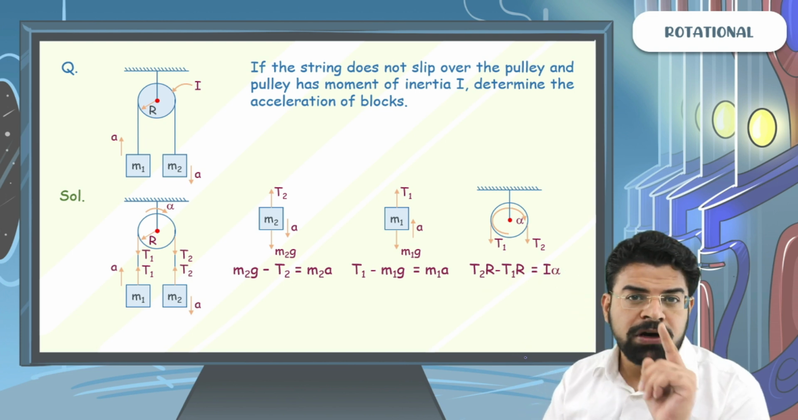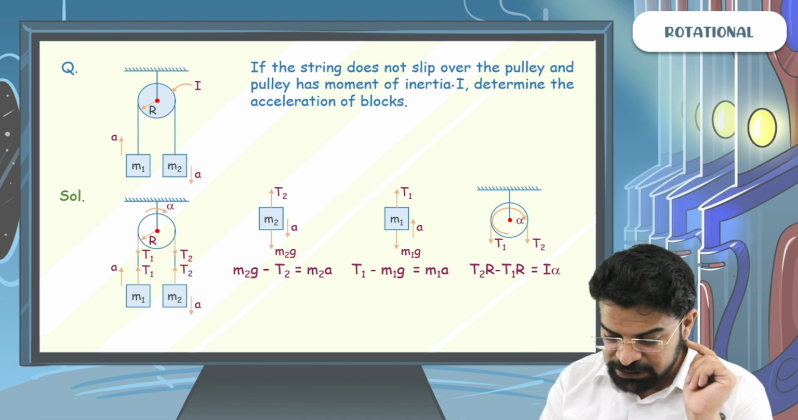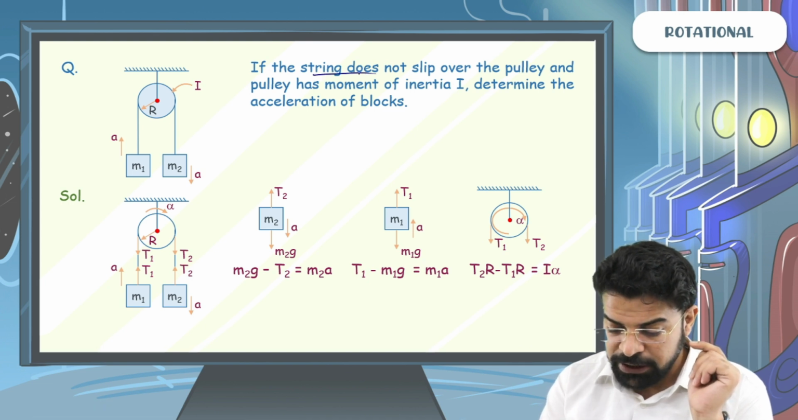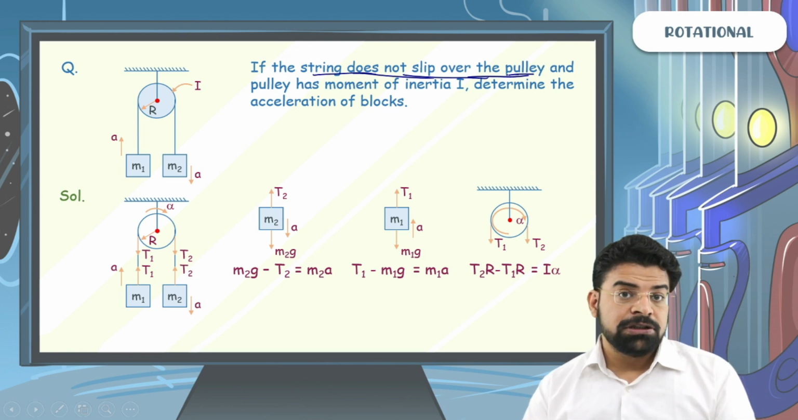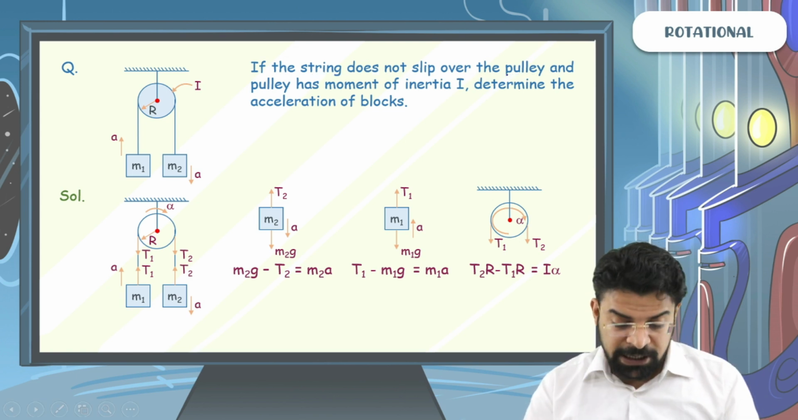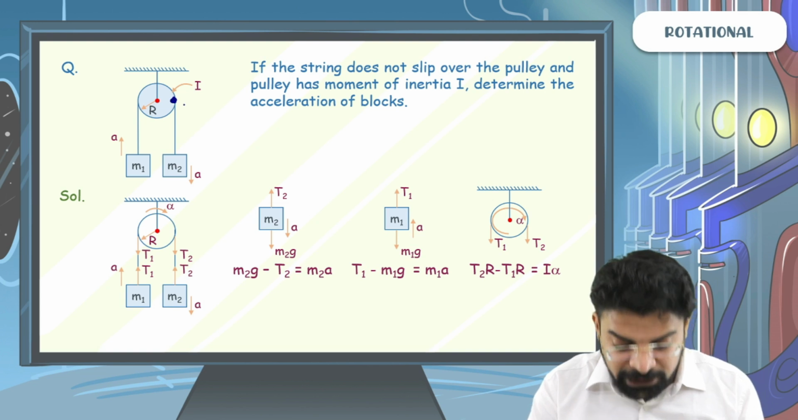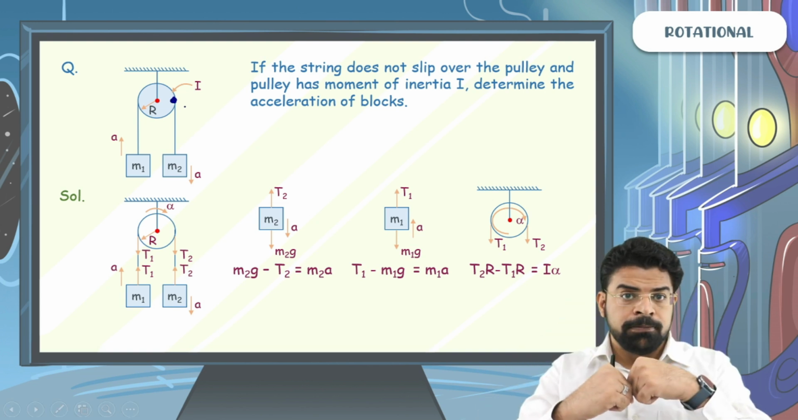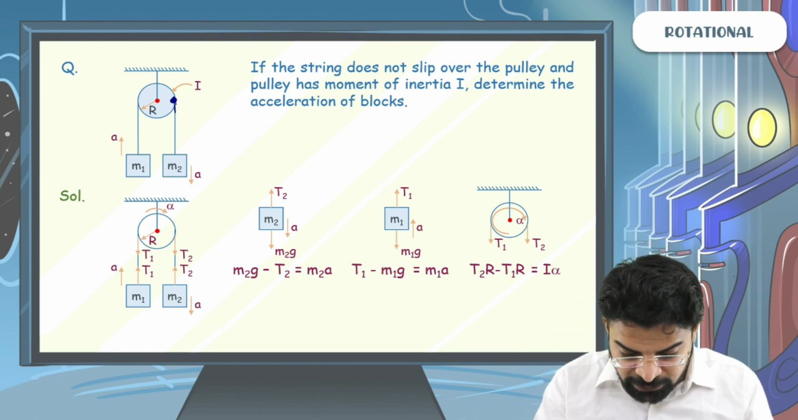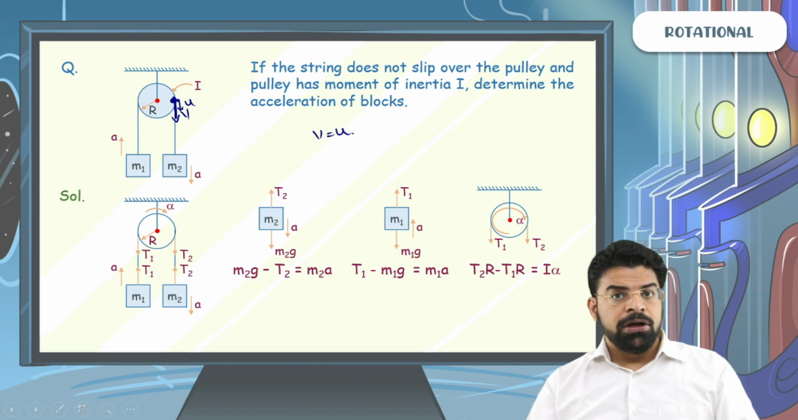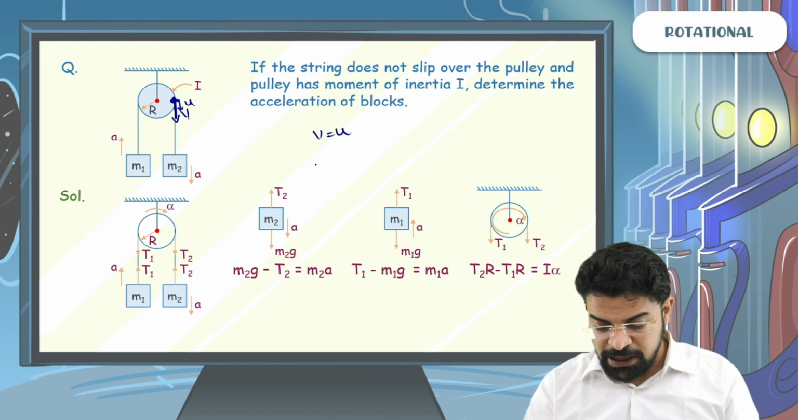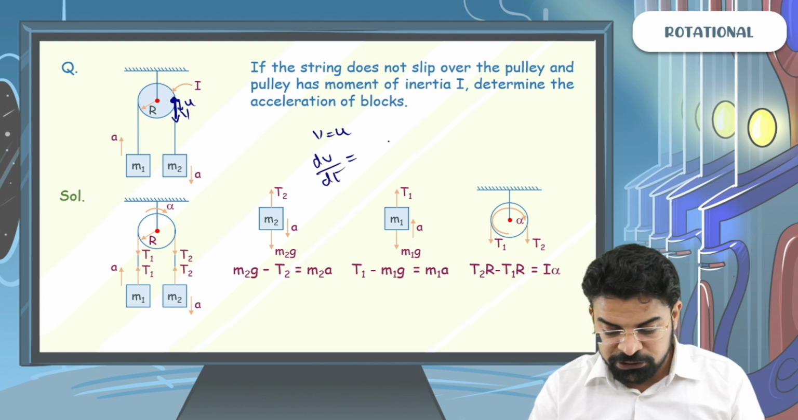There is one more condition given in the question. The condition is that the string does not slip over the pulley. If the string does not slip over the pulley, it means that at the point of contact, they have the same velocity. So if I say the velocity of the pulley is v and the velocity of the string particle here is u, I can say if they are not slipping, v equals u. Differentiating both sides, I can say dv by dt equals du by dt.